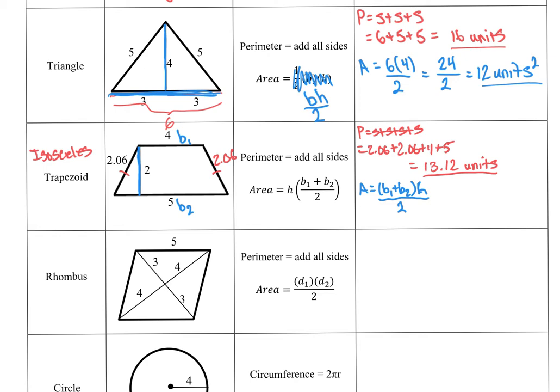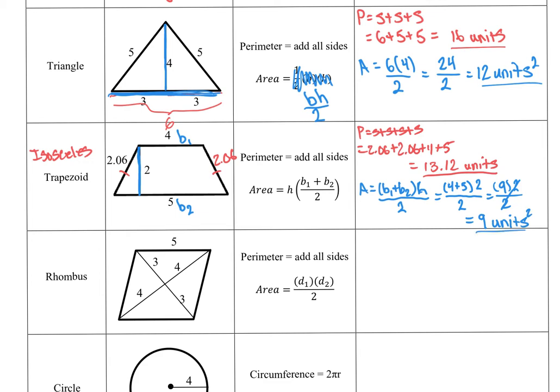2 is our height. So if we plug this in, we're going to get 4 plus 5 times the height, where the height is 2, all over 2, for the formula. That's going to give us 4 plus 5 is 9, so we're going to get 9 times 2 over 2. These 2's just cancel, so that means the area is going to be 9 units squared. That's the area of that trapezoid.